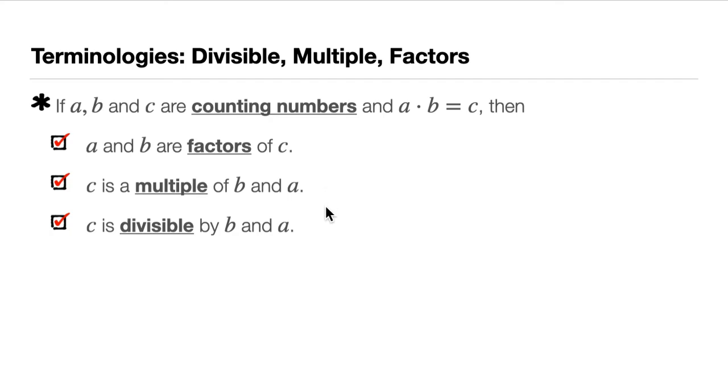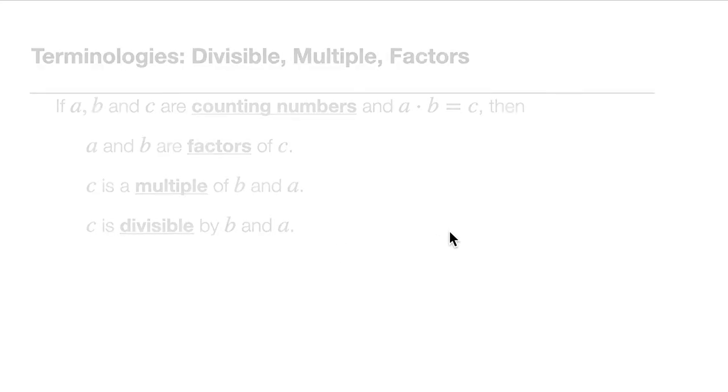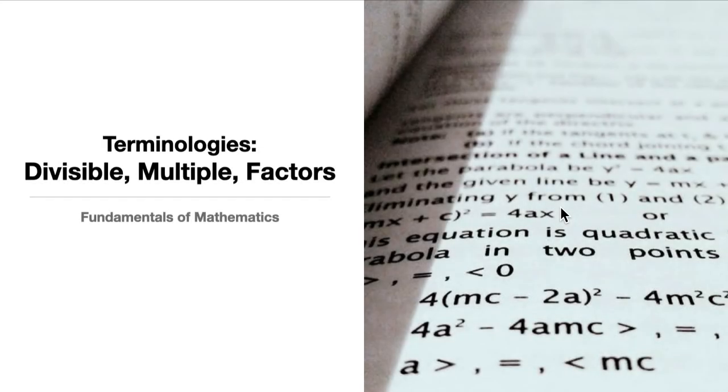These are very important when we go further in the fundamentals of number theory, since we're going to talk about common factors, listing all the multiples, and divisibility rules. So we will always go back to these terminologies. Knowing them will be very important in our future lessons in number theory, and also in mathematics as a whole. That's it for this video, the end of our terminologies in fundamentals of mathematics.